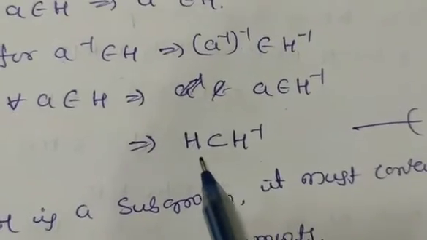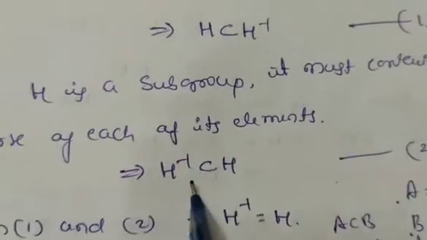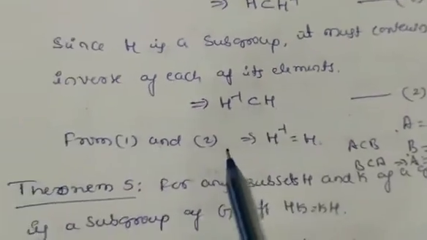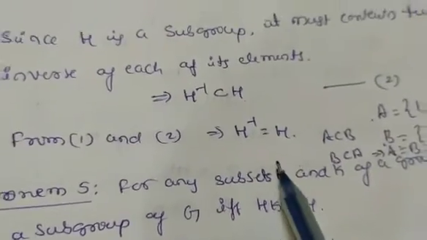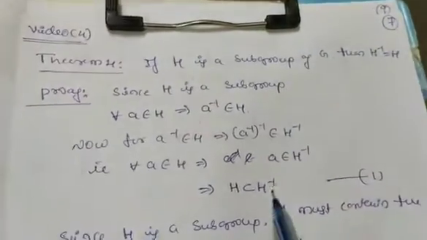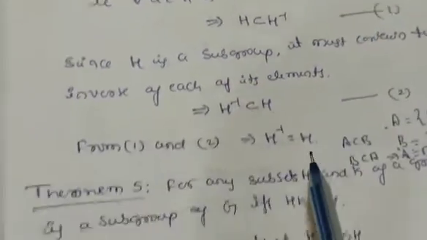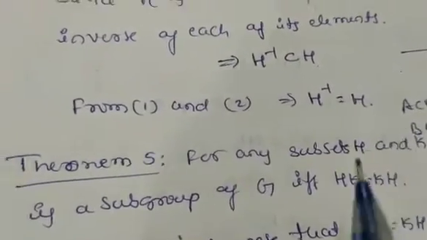So if H is contained in H inverse and H inverse is contained in H, it means they are equal. So this is the proof. That is, if H is a subgroup of G, then H inverse is equal to H. So this is the proof of this theorem.